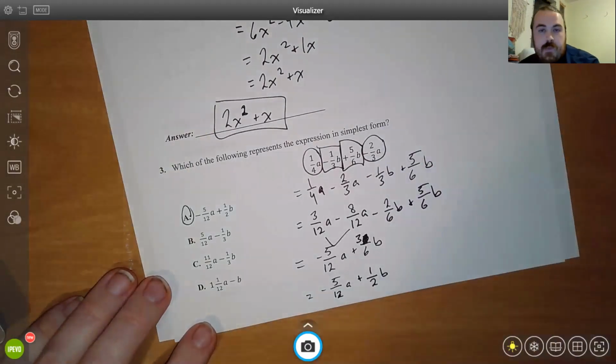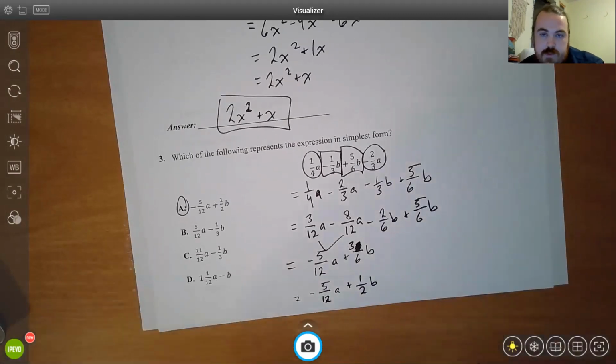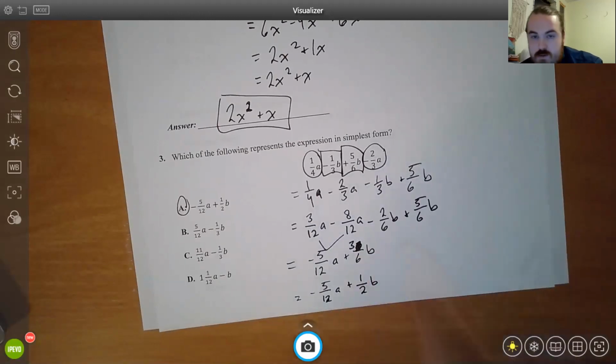All right. Again, identify like terms, rearrange, combine like terms. Make sure when you combine like terms that have fractions, you have a common denominator, and simplify. Again, always gotta simplify.